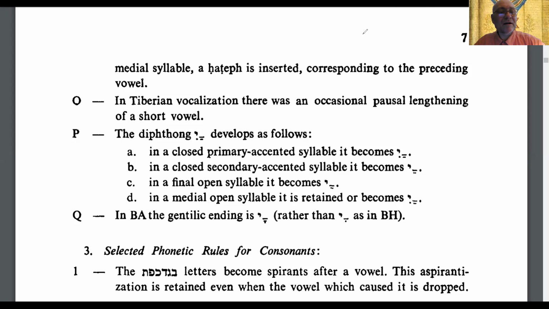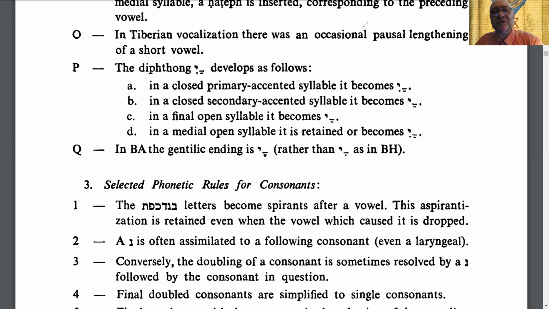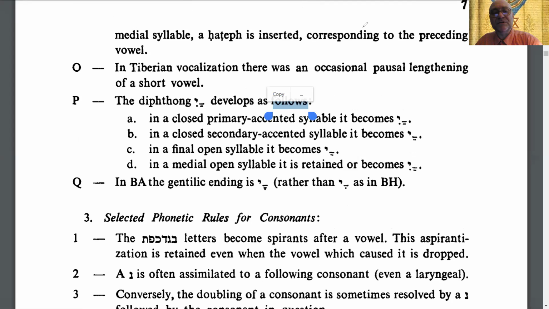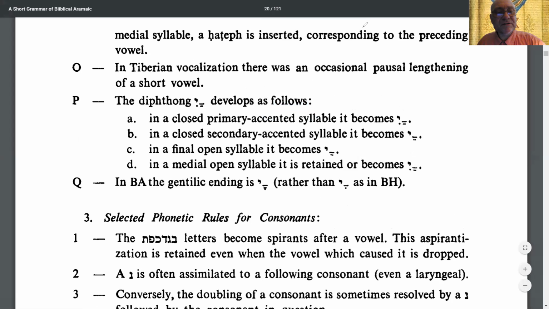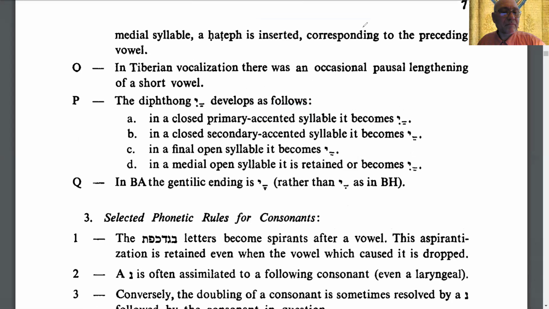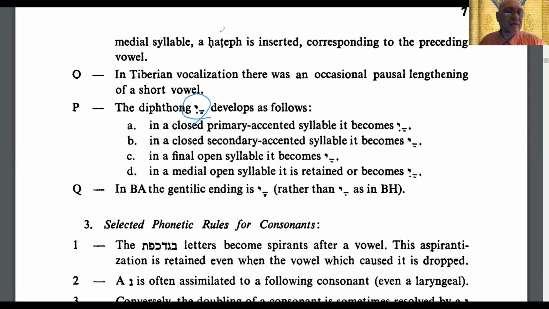Let's see here. In Tiberian vocalization, there was an occasional pausal lengthening of a short vowel. P, the diphthong, looks like, let's see here. This here. So I think what they're going at here is like, let's say you have a bet.